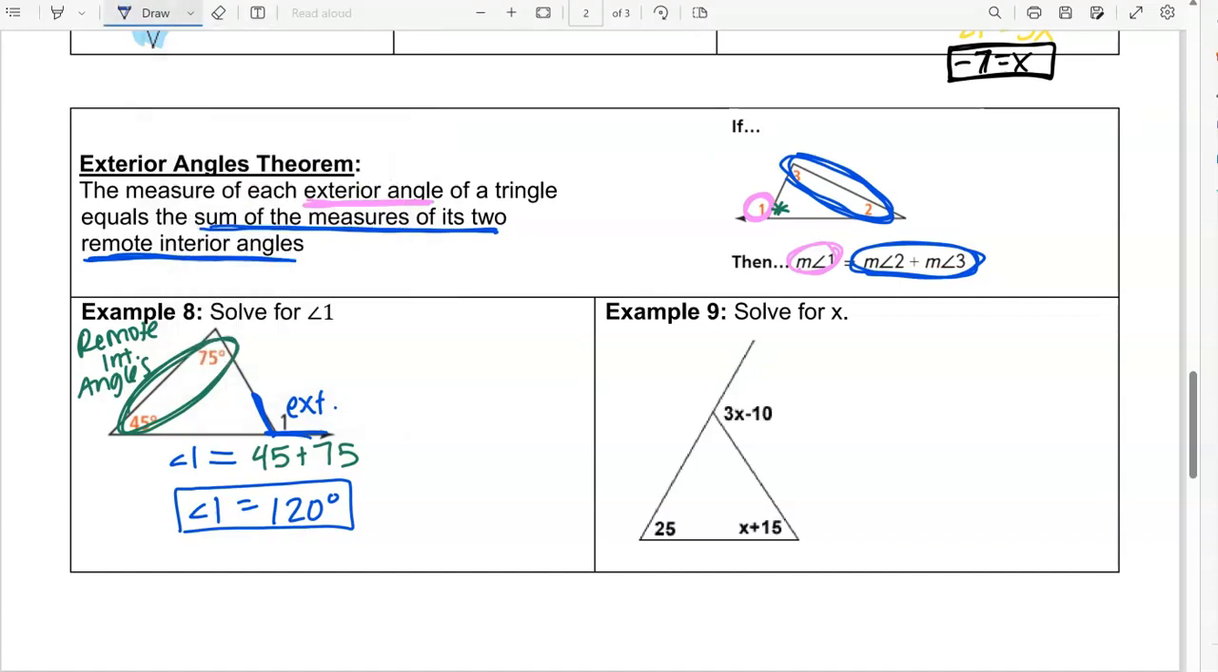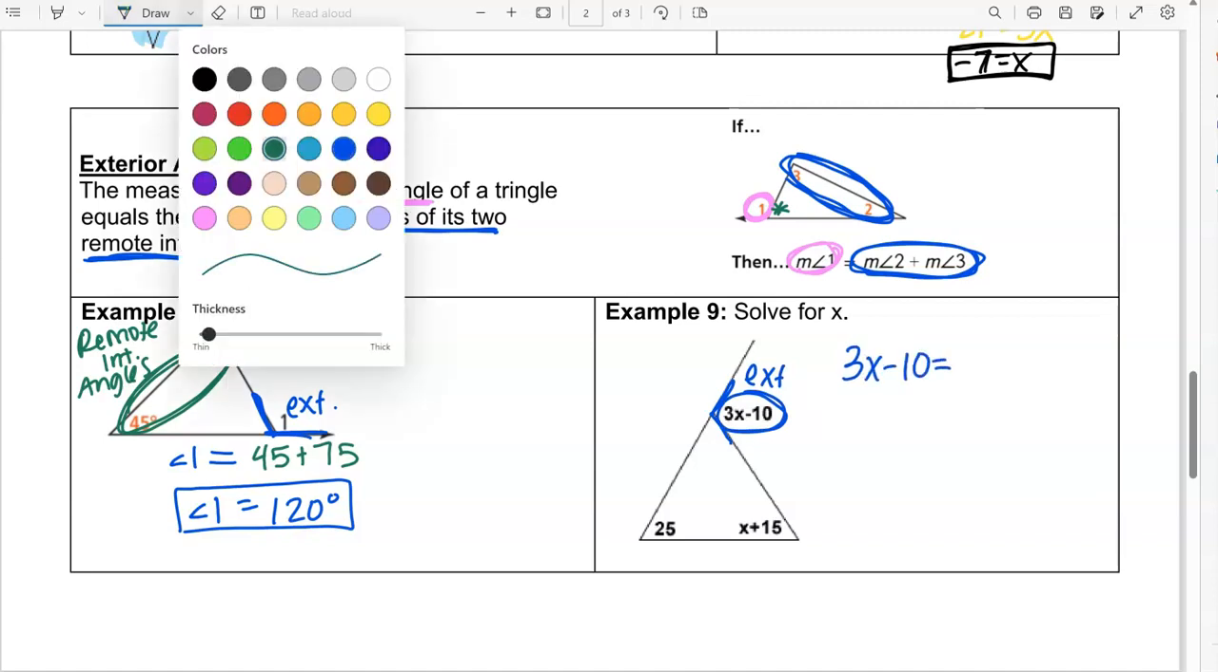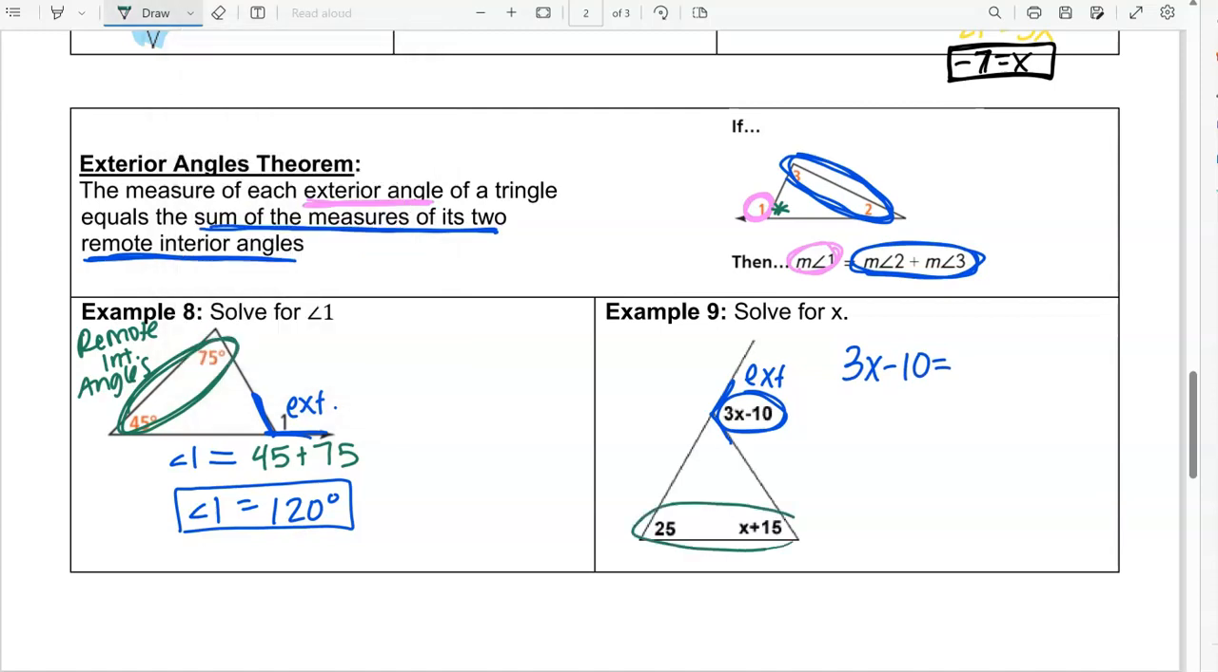So on example 9, you should have known solving for x. I'm going to find my exterior angle first. So as you can see, 3x minus 10 is my exterior angle. So 3x minus 10 equals, and then I'm going to find my 2 remote interior angles. They're going to be on the other side. Here are my remote interior.